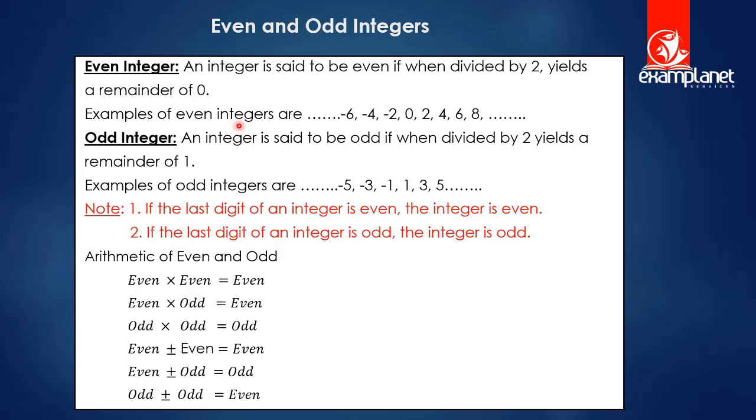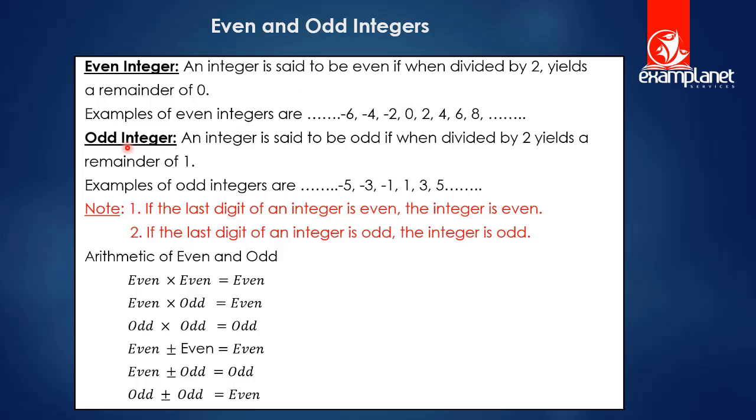An integer is said to be even if, when divided by 2, it yields a remainder of 0. So when we divide a number by 2 and the remainder is 0, then that number is an even integer. Examples are -6, -4, -2, 0, 2, 4, and so on. You can see that negative numbers can also be even, as long as when we divide by 2, the remainder is 0. Also note that 0 is an even integer. You may not have known that before, but now you know. So 0 is also an even integer.